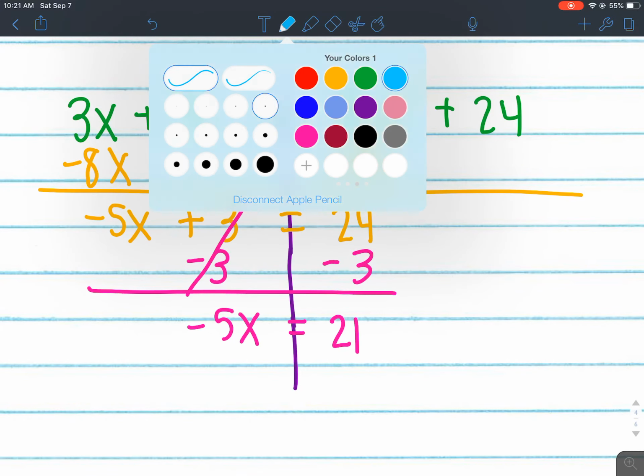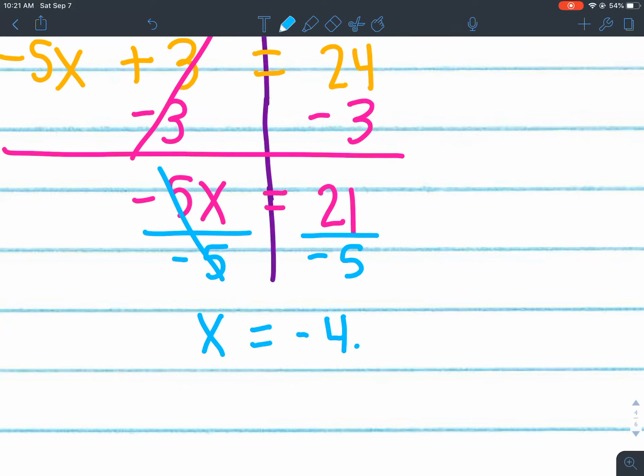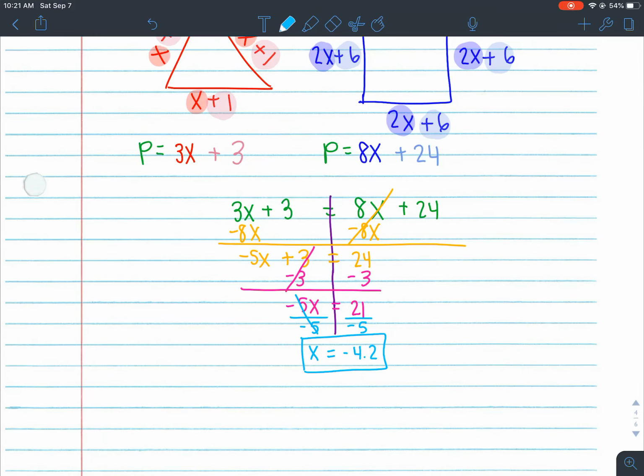What color haven't I used yet? Baby blue. And then I will divide both sides by negative 5 to get that x by itself. And I have x equals, I believe it's some decimal. Let me check. Let me put it in my phone. 21 divided by negative 5 is going to be negative 4.2. So the value of my x is negative 4.2.